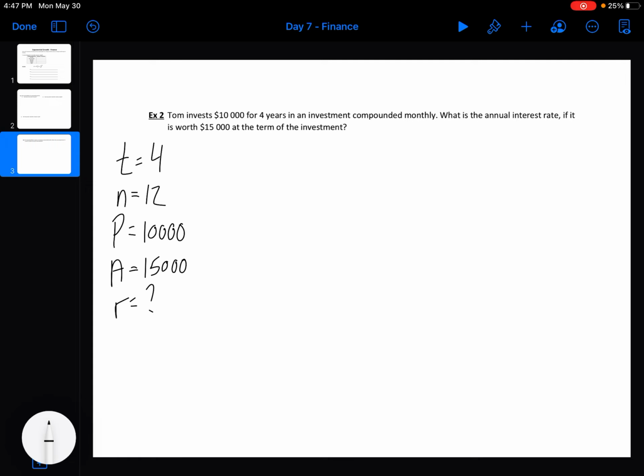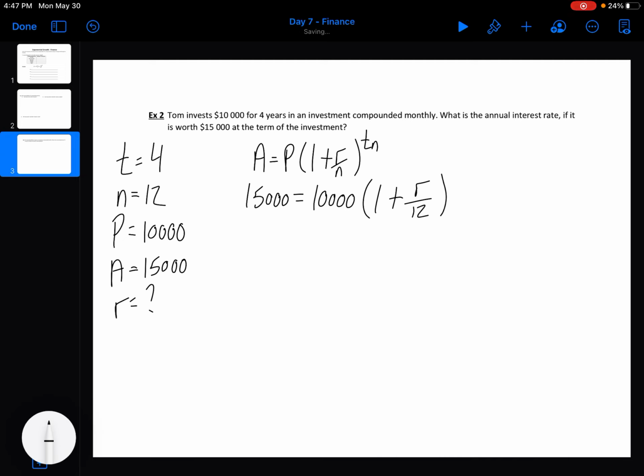So this one's a little bit harder because our variable's inside our bracket. But really, if we think about our formula, we plug everything in here. There's our r value that we need to find. So we're going to get 15,000 equals 10,000, and then we've got 1 plus, we don't know what r is. Now remember, when we find r, it's actually the percent as a decimal. So we're going to have to do a little bit of work there. We've got a 12, and then what do we have? 4 times 12 in the exponent.